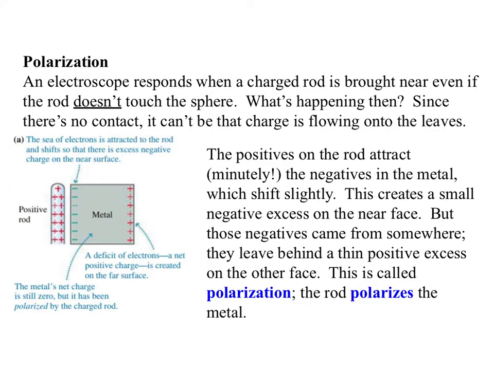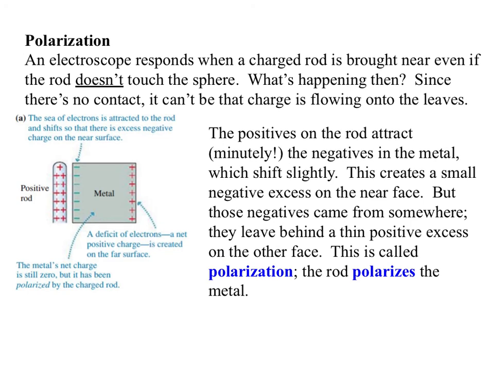All right. An electroscope will respond when a charged rod is brought near, even if the rod doesn't charge the sphere. And what's happening then? Well, there's no contact, so it's not that charge is flowing onto the leaves, at least not from the charged rod. For instance, when we bring in a positive rod, the positive charges here will attract some of the negative charges in the metal, and they'll shift them over a little bit.